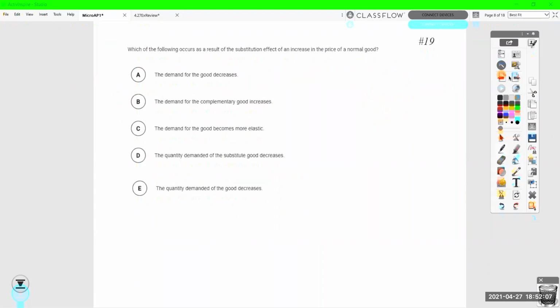Which of the following occurs as a result of the substitution effect of an increase in the price of a normal good? This word is what should help you to eliminate 3 of them automatically. This is in your little black book. Go ahead and put in the chat what number you think the answer is.